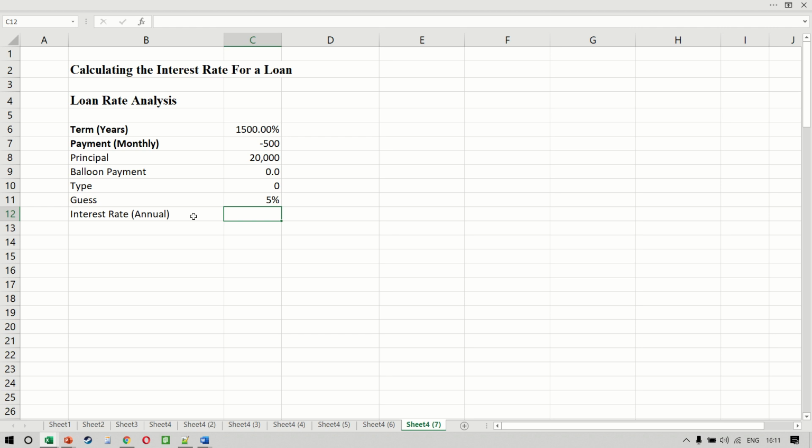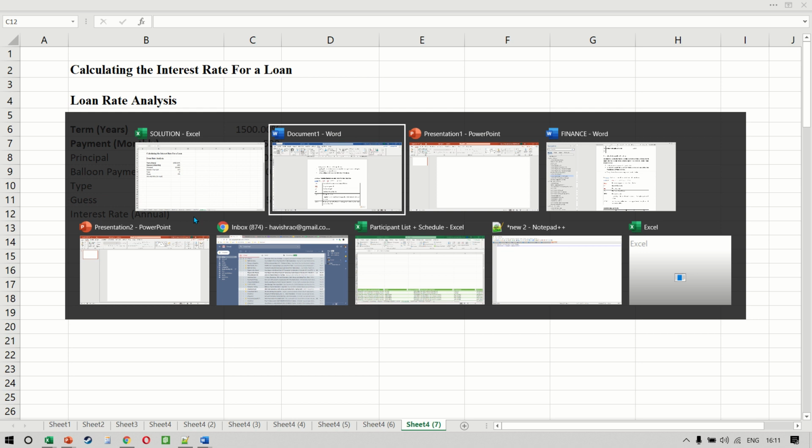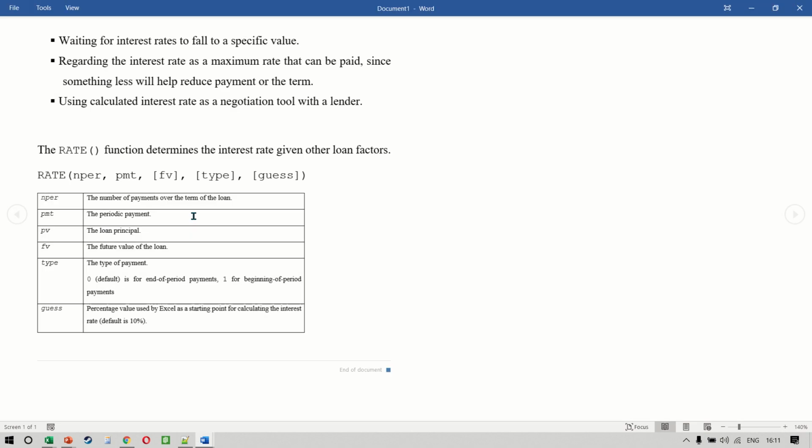In Excel, we can even calculate the interest rate for a loan. Now, this scenario is not very common, because here the loan term, payment, and principal are known, and the interest rate that satisfies these parameters has to be found out. There are certain circumstances where this might be handy.